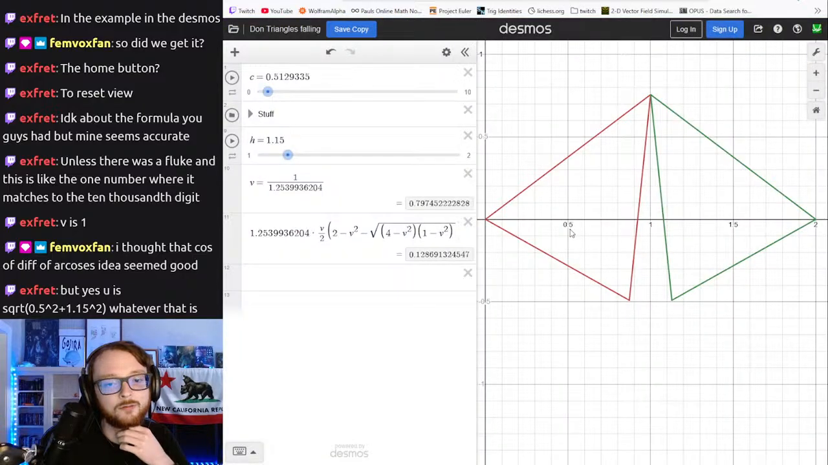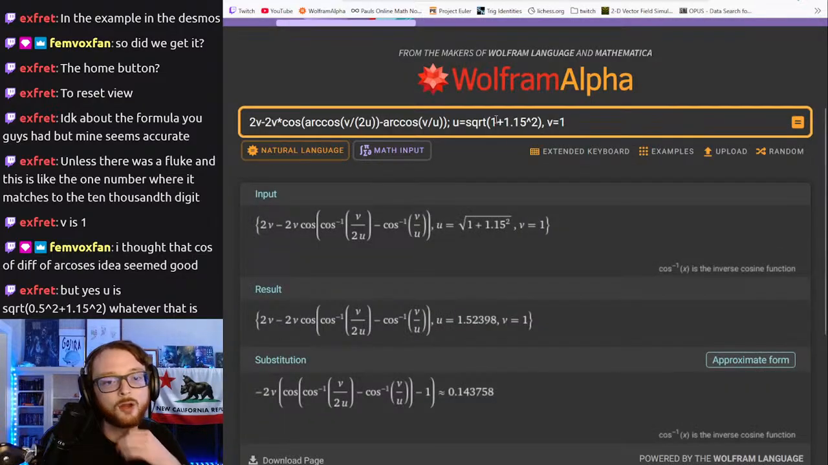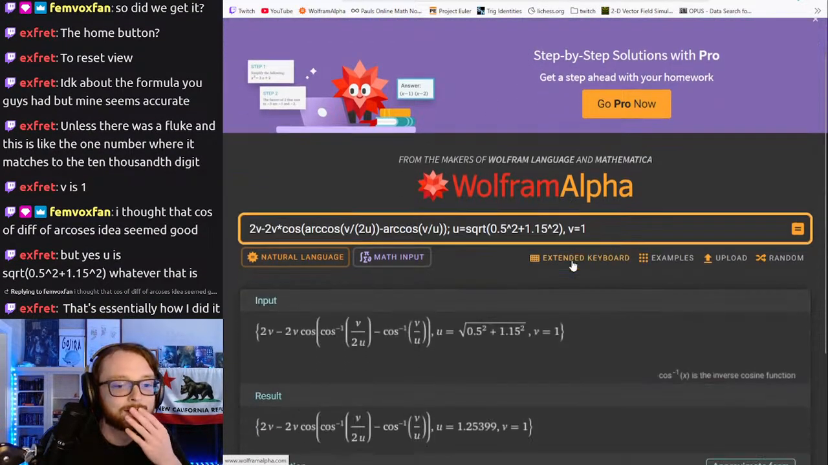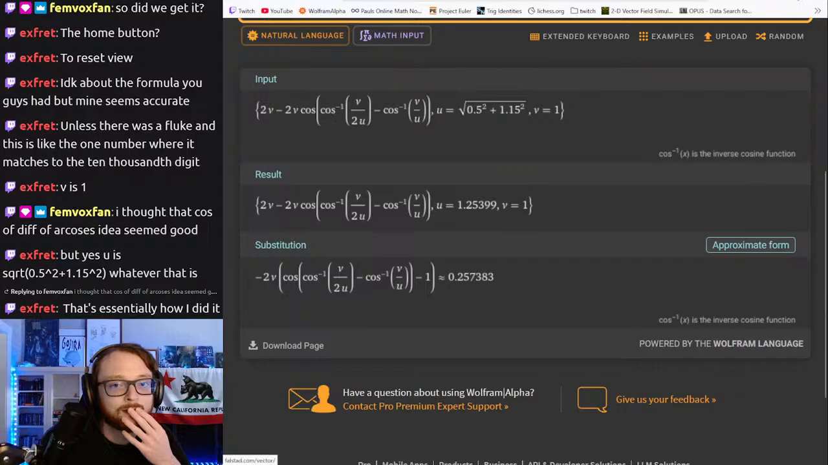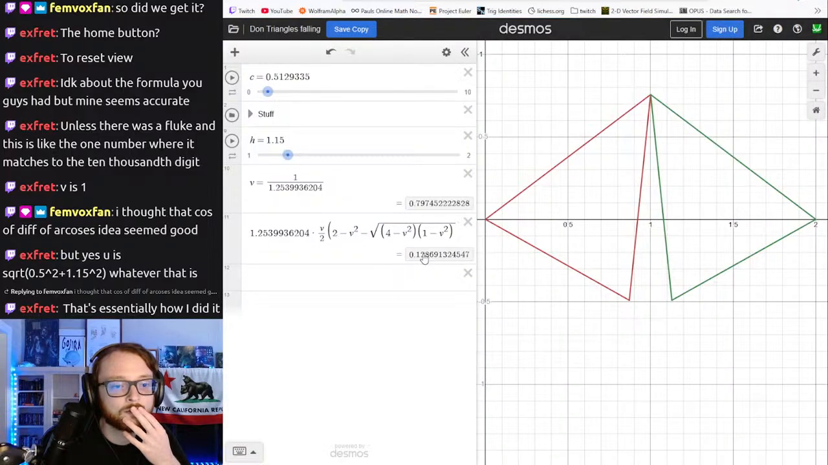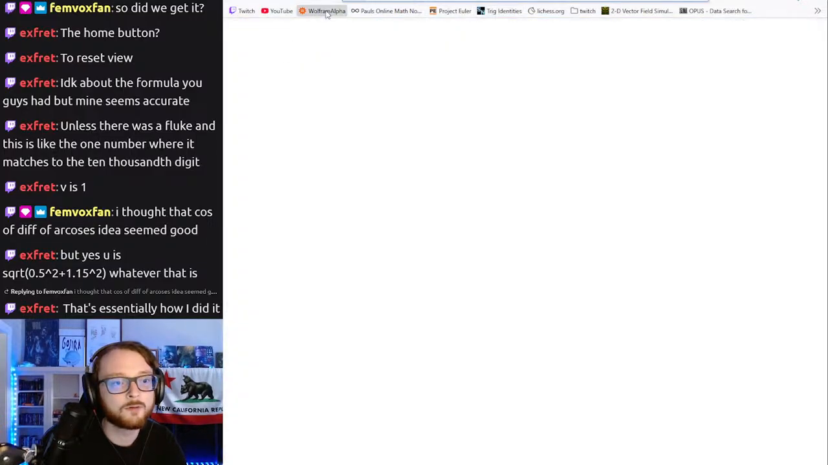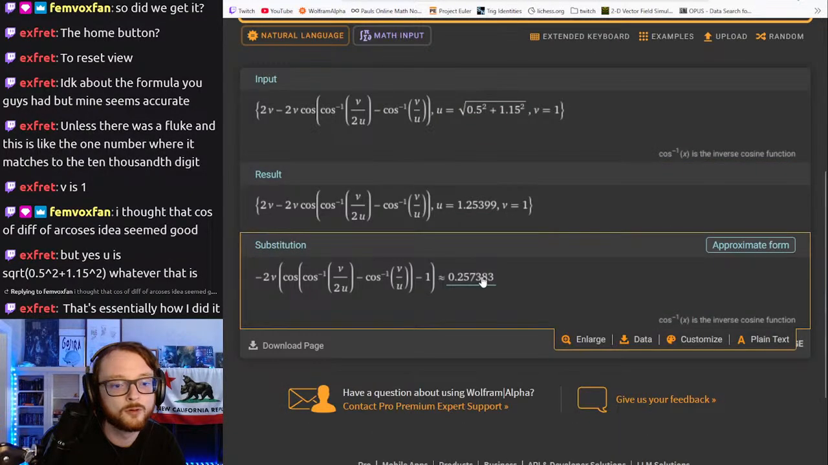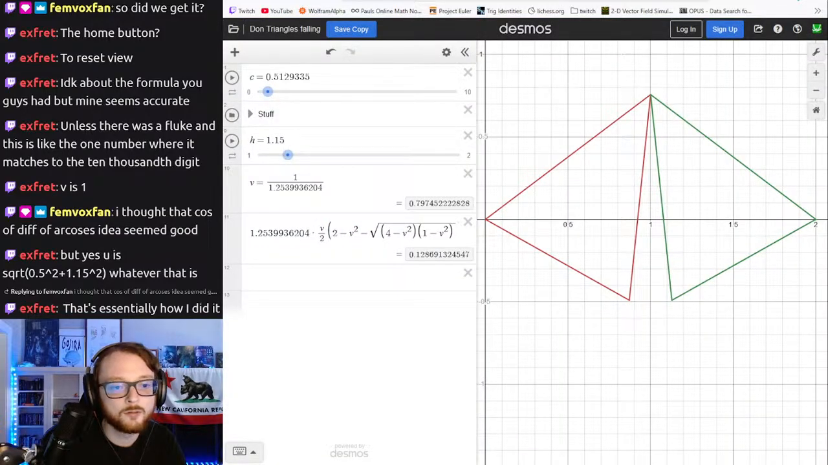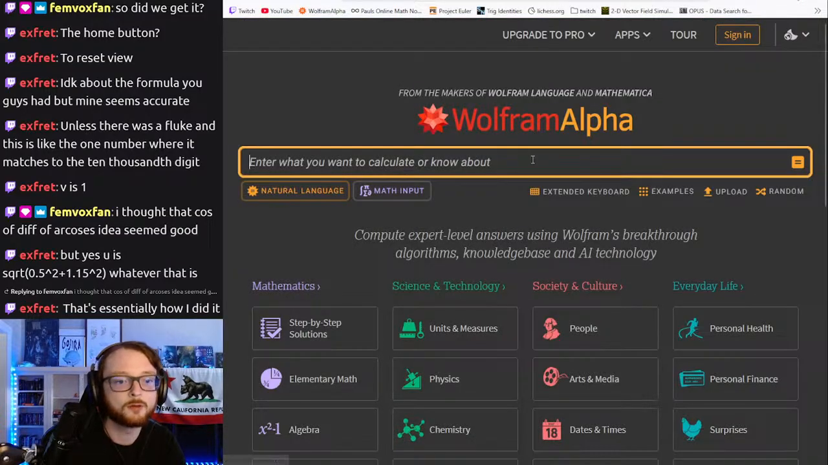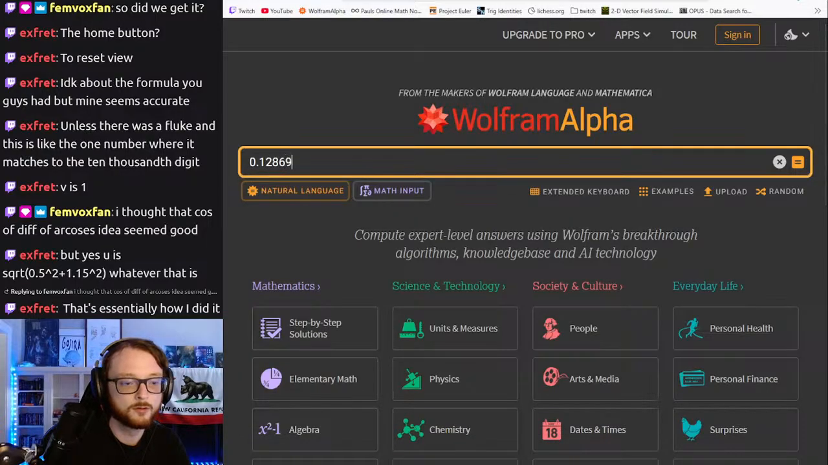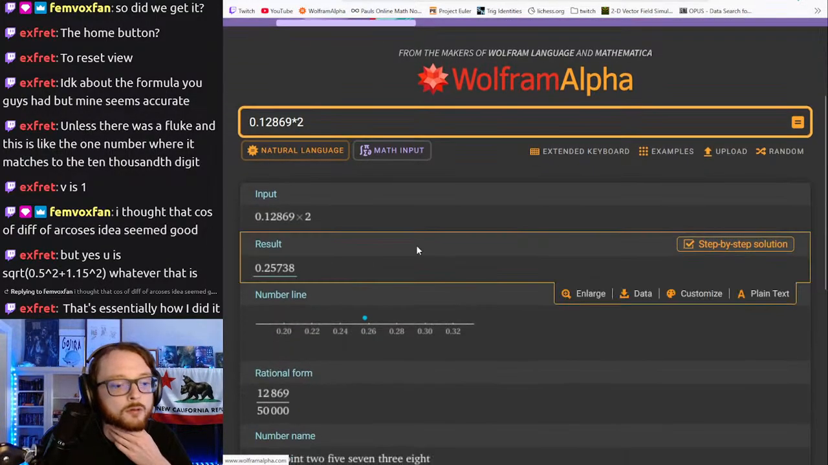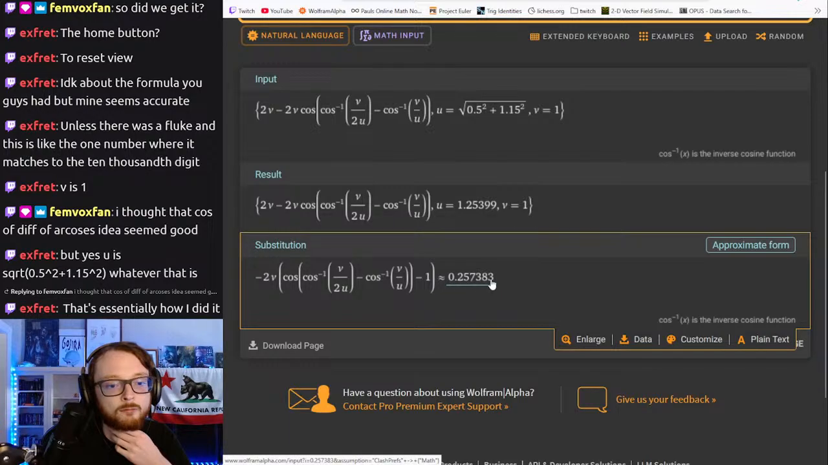Wait, U is square root 0.5? Oh wait, no, oh my god, I did it right, then I did it wrong. .25. We might agree, Fembox. We might have done it right. I just don't know how to enter in formulas to Wolfram. 0.12869. 25738, 25738. Okay, yeah. Fembox, I think your idea works.